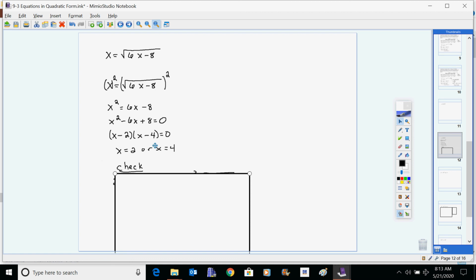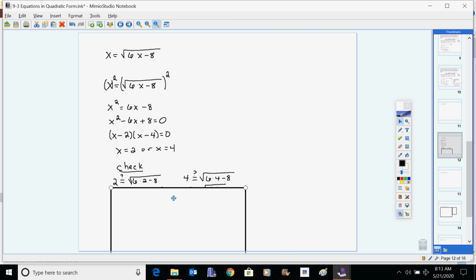We do need to be careful with our checking in this case because sometimes you can get extraneous solutions, especially when you're dealing with square roots. So we plug in our values. We plug in 2. We plug in 4.